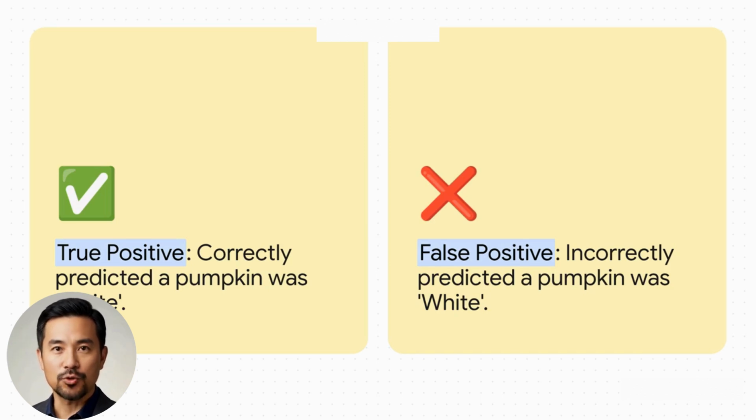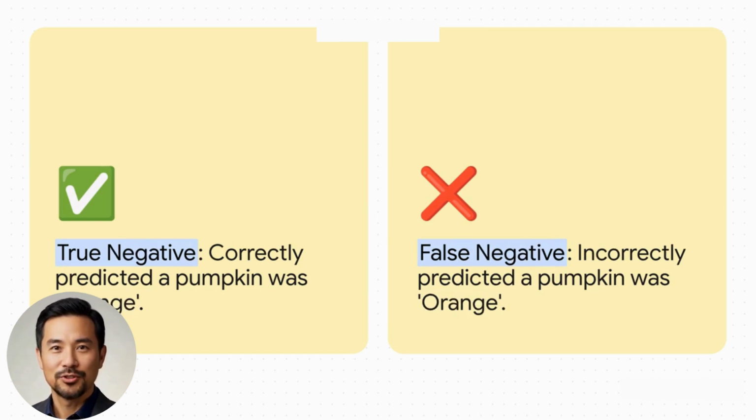We call that a true positive. But if the model predicted white and the pumpkin was actually orange, that's an error. We call that a false positive. Now for the other side of the coin. What if our model predicts orange, our common or negative class? If the pumpkin was truly orange, great, that's a true negative.